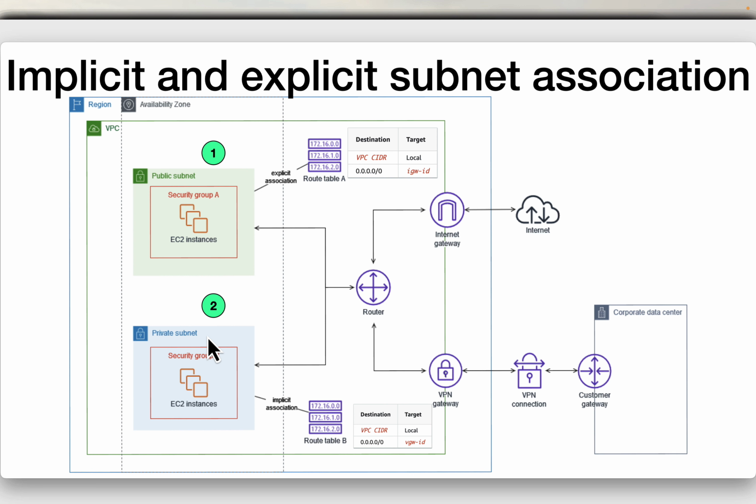Next is the private subnet, which contains EC2 instances that are within a different security group labeled security group B, and is implicitly associated with route table B, the second route table. Route table B has a route that sends all traffic to the virtual private gateway. This one is the VGW, virtual private gateway ID, and this setup is typically used for a VPN connection. So from Amazon VPC, this subnet is connected to the corporate data center, but there is no connection to the internet. So this subnet can only connect here, but this one can go outside to the internet.